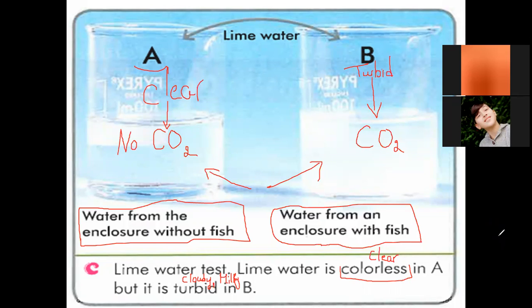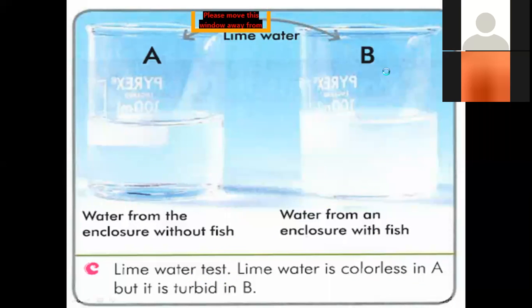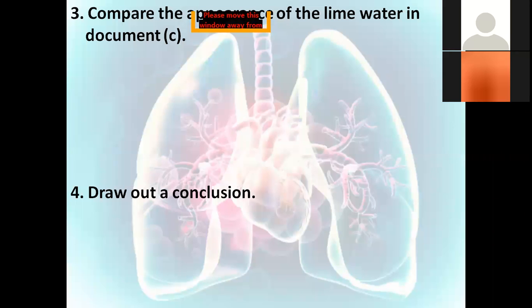So what can you conclude here? Can you give me a conclusion? Where did the CO2 come from? From the fish. So does the fish inhale or exhale the CO2? Exhale. So it releases the CO2. Very good. Thank you, Adnan. So a fish releases the CO2 in the water, and this will change the lime water from being clear to being turbid. So the CO2 comes from where? From the fish.